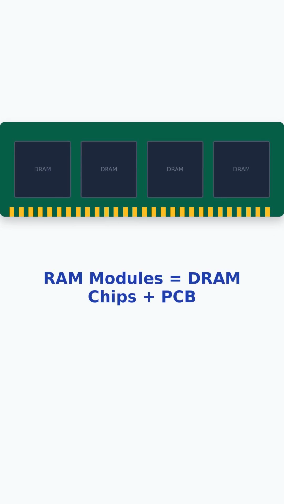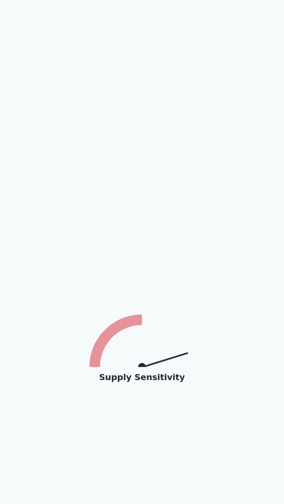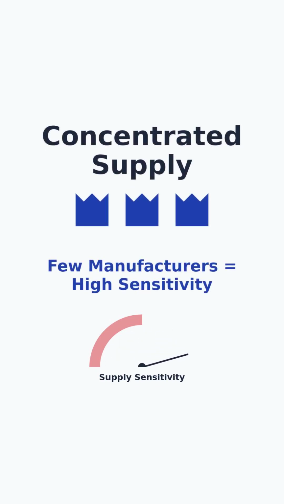Most desktop and laptop RAM modules are built from a key component called DRAM chips. A handful of large manufacturers produce most of the world's DRAM supply. That means prices are very sensitive to supply changes and demand spikes.